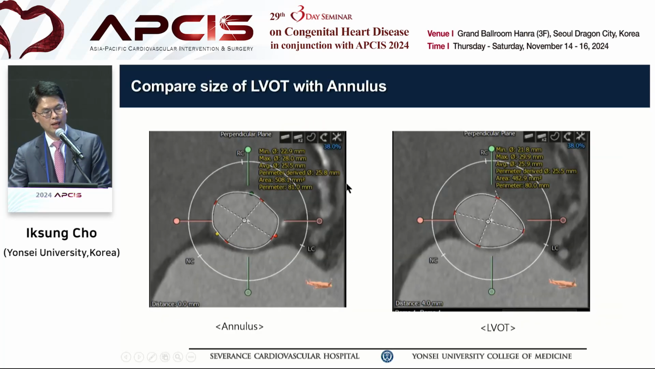So what we have to do is compare the values of the annulus and LVOT. If LVOT is very much smaller than the annulus, we have to think about the LVOT annular rupture risk. Also, what we have to see is the calcification around here, and I'm going to touch on the calcification later.